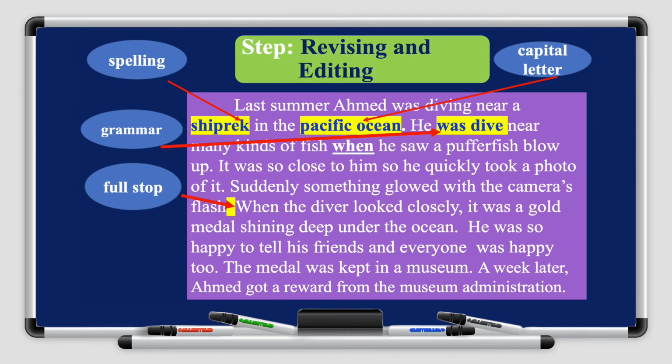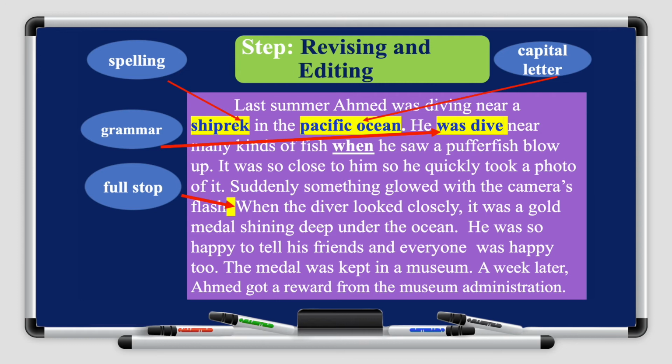He was dived near many kinds of fish. Here we have a grammar mistake because when here is in the middle of the sentence, and remember when we have when, what comes before it should be in the present continuous and what comes after it should be in the past simple. So he was diving near many kinds of fish when he saw a pufferfish blow up. Okay, let's look at another mistake in the paragraph.